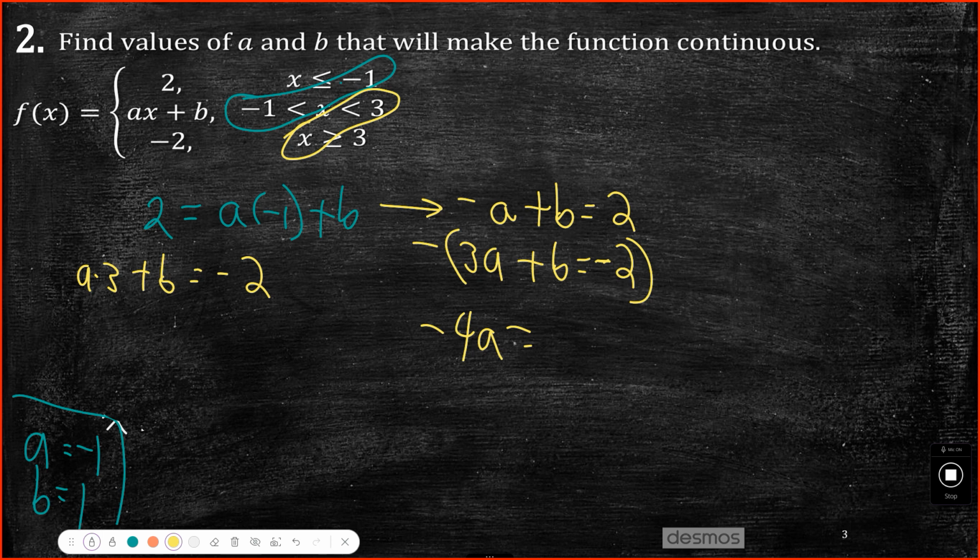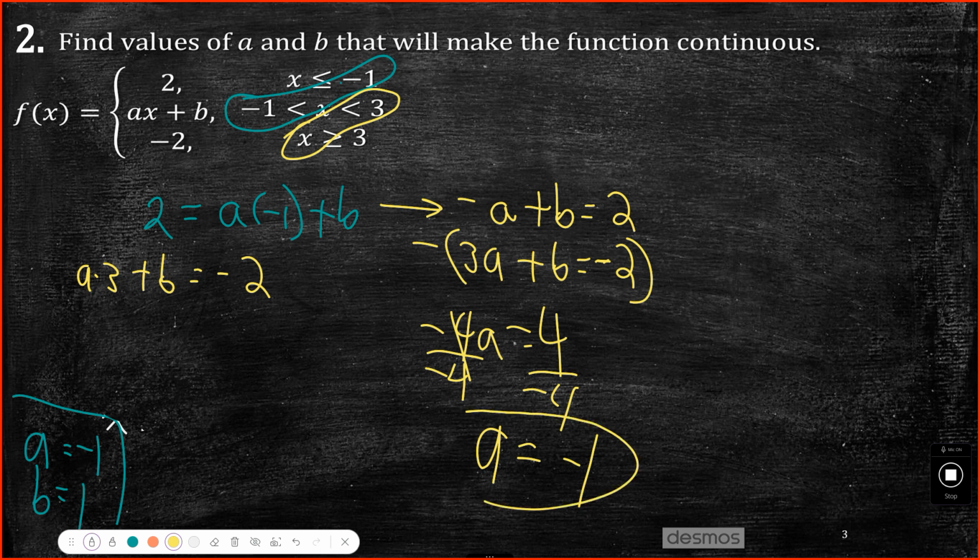2 minus -2. What is 2 minus -2? 4. Divide both sides by -4. A is what? Come on, somebody. A is what? -1? Yes or no?